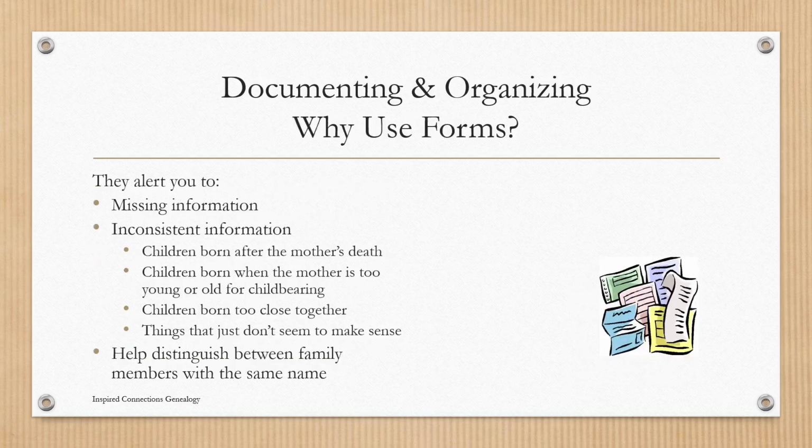But using these forms, they help alert you to things like missing information or inconsistent information that just doesn't quite look right, and you have some questions about the accuracy of what you've collected. They help identify things like maybe you've got documented that some children were born after the mother's death. Well, how did that happen? Well, you probably have a date wrong, or maybe you have a wrong child with the wrong mother. That's the type of thing I'm talking about, alerting you to inaccuracies in the information you're collecting.